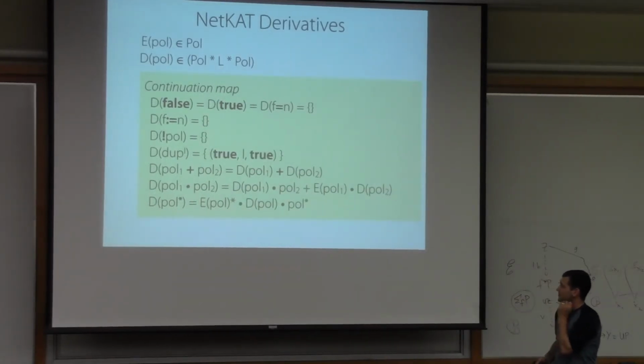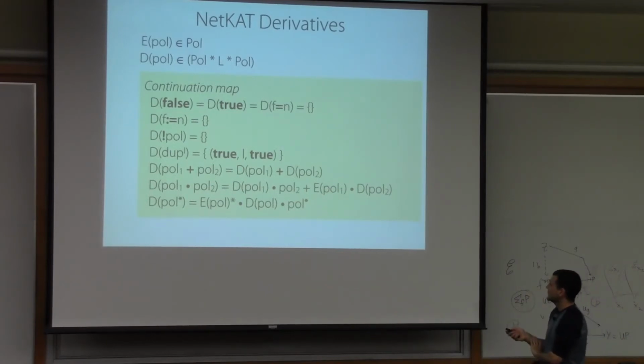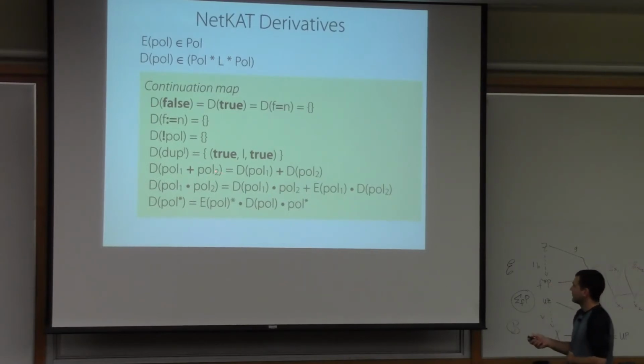The interesting case is the continuation map. So remember, this gives us this set of triples: the local program up to the dupe, the label of the dupe, and then the continuation that follows. So again, any term that doesn't contain dupe is just going to give me the empty set, because there's no dupe that I encounter, so I can't possibly do processing up to a dupe. The interesting case is for dupe. So if I have a dupe labeled by L, then the processing that happens before that dupe is just nothing, or the identity function, which is true in NetKAT. Then I have L, the label on that dupe, and then the rest of the program is again the identity function, or true.